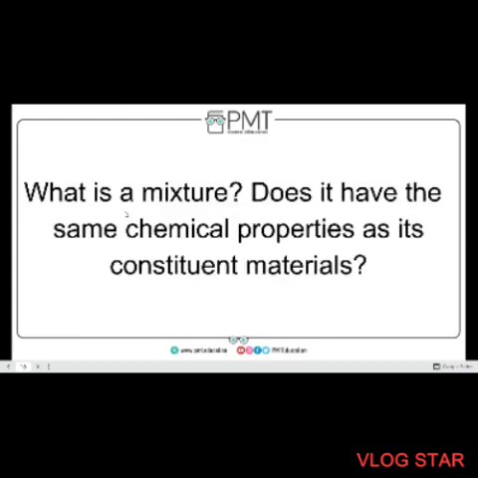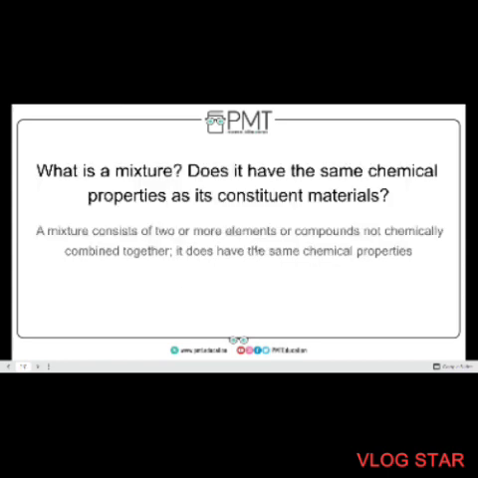So what is a mixture? Does it have the same chemical properties as the constituent elements? We said a compound is a combination of two or more elements chemically combined. A mixture consists of two or more elements or compounds not chemically combined together. That gives us the difference between compounds and mixtures: compounds are chemically combined, while mixtures are not chemically combined.